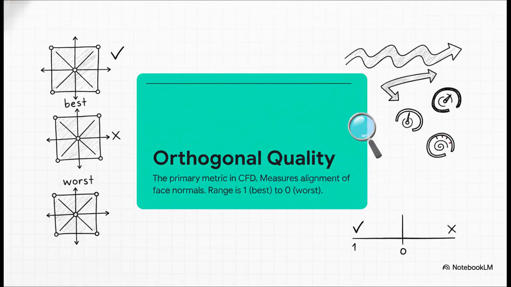Now, orthogonal quality is a very similar idea, and it's the number one metric for most CFD solvers. It's checking how perpendicular the faces of an element are to an imaginary line drawn to its center. But notice the range is the exact opposite of skewness. Here, a score of 1 is the best you can get, and 0 is the worst. This metric is absolutely crucial for calculating things like pressure in a fluid flow simulation.